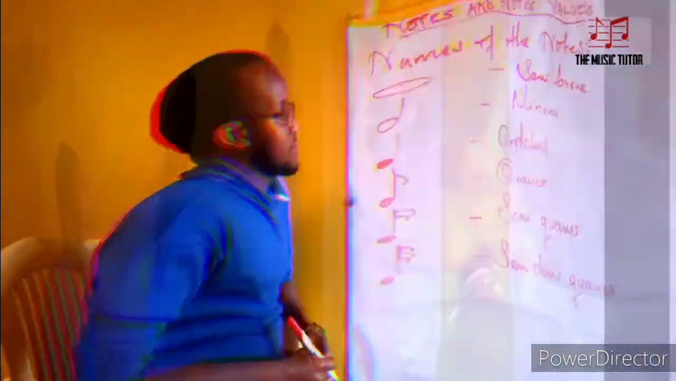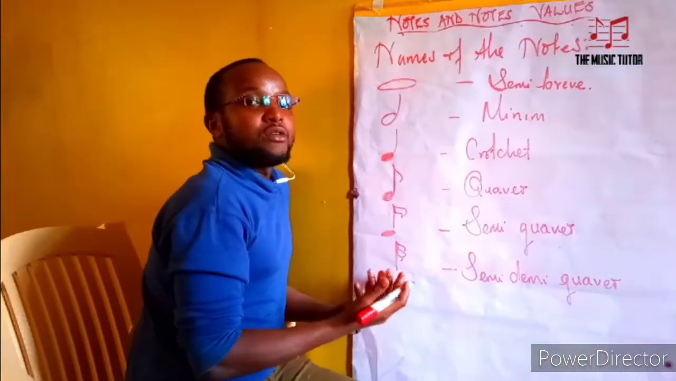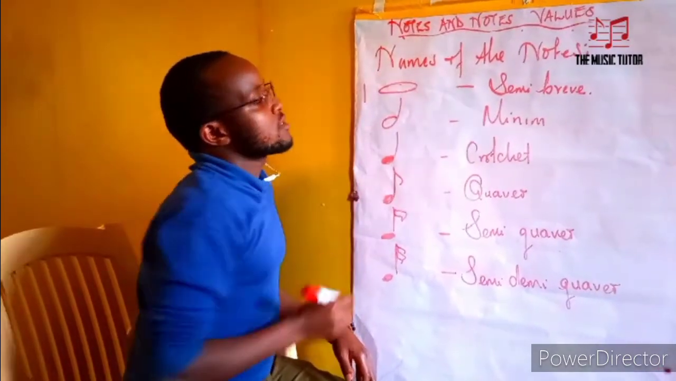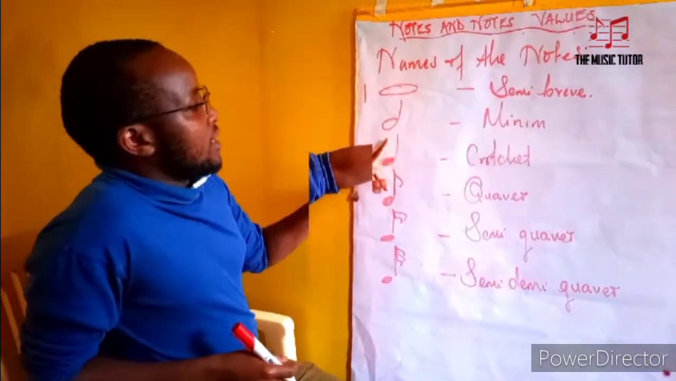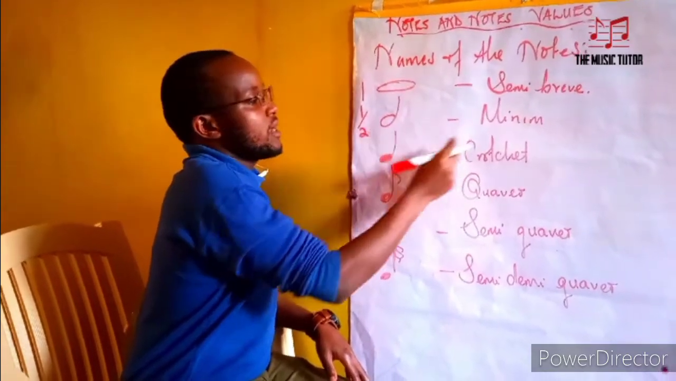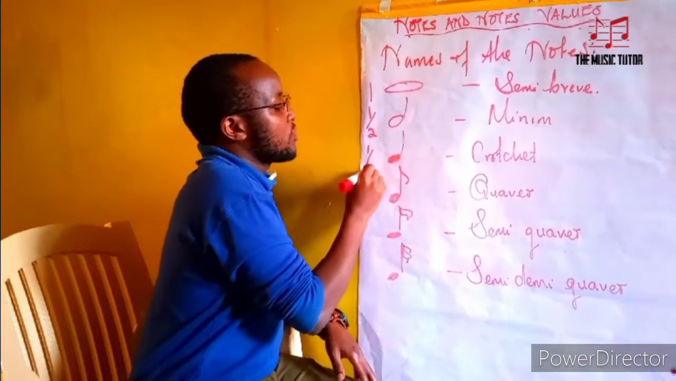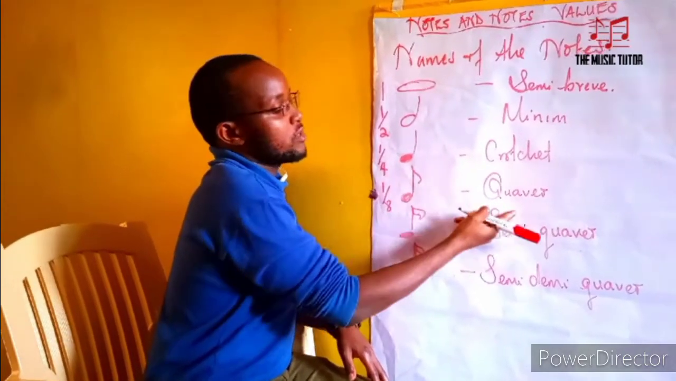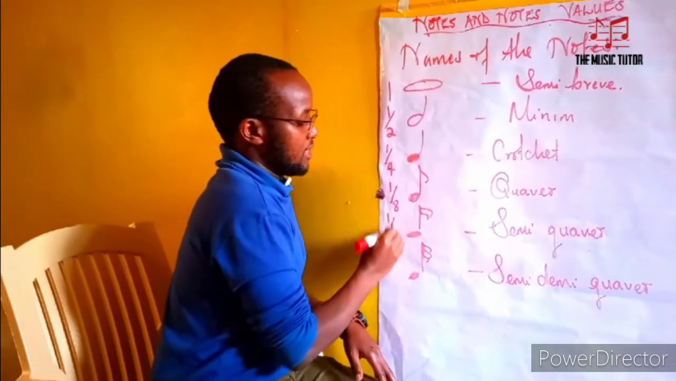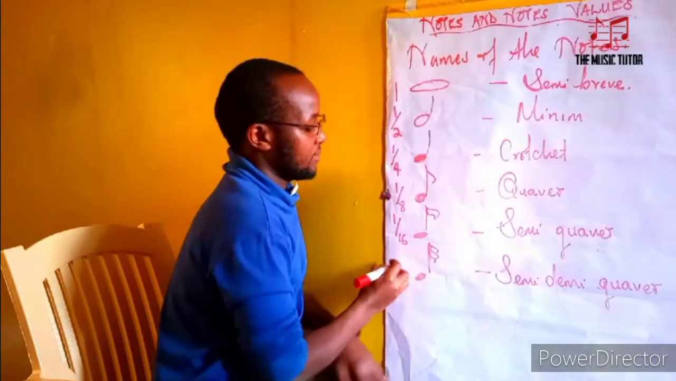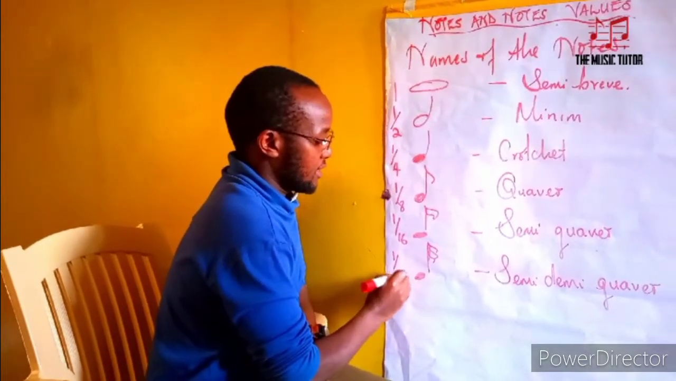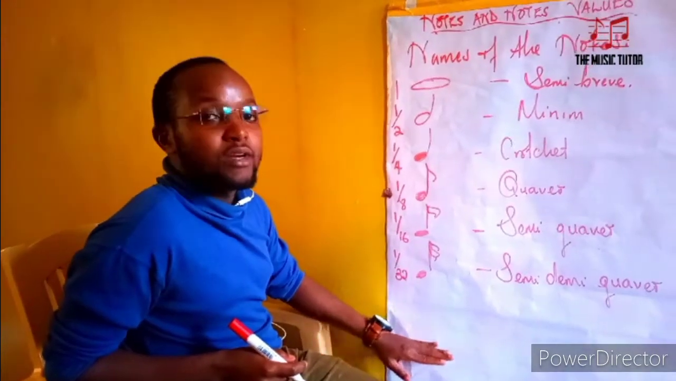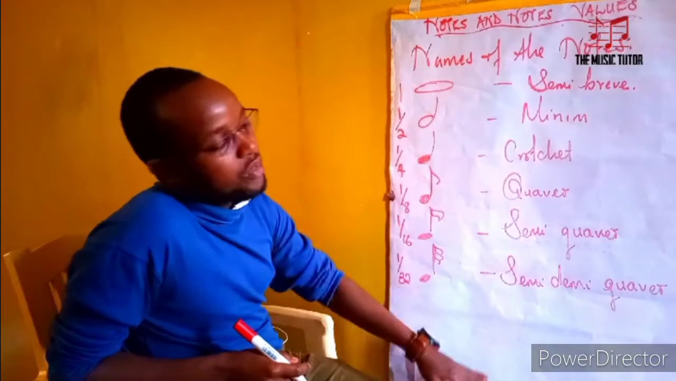Let us learn the note names. As you can see, this is a presentation of the notes that we have already learned. A whole note, we call it a semibreve. Half a note, we call it a minim. A quarter note, we call it a crotchet. An eighth note, we call it a quaver. A 16th note, we call it a semiquaver. A 32nd note, we call it a demisemiquaver. And we can go down to the 64th note, called a hemidemisemiquaver. So that is a more advanced level.